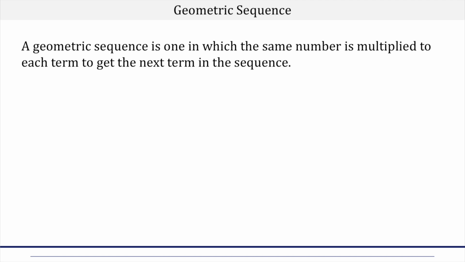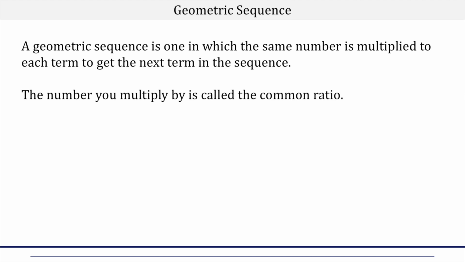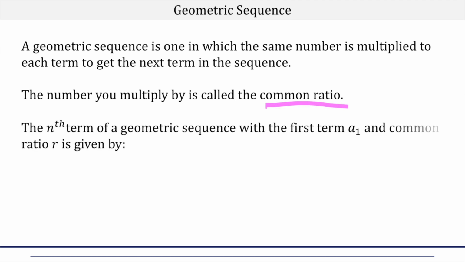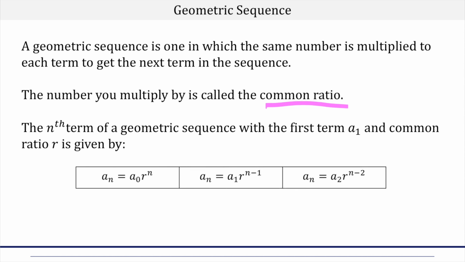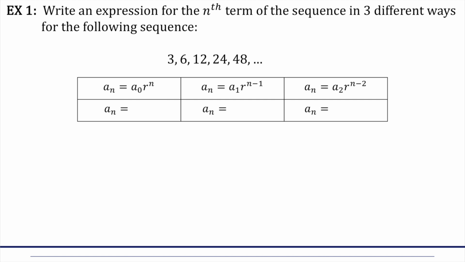To refresh, a geometric sequence is one in which the same number is multiplied to each term to get the next term in the sequence. The number you multiply by is called the common ratio. The nth term of a geometric sequence with the first term a sub 1 and common ratio r is given by, well, it can look like a lot of different things. So let's break this down a little bit. We're going to write an expression for the nth term of this sequence in three different ways.